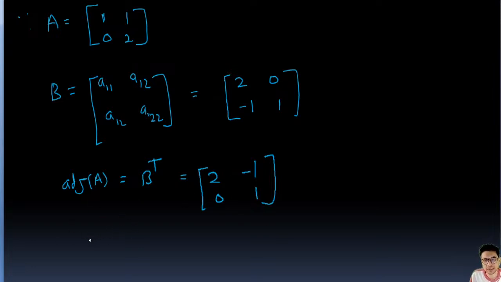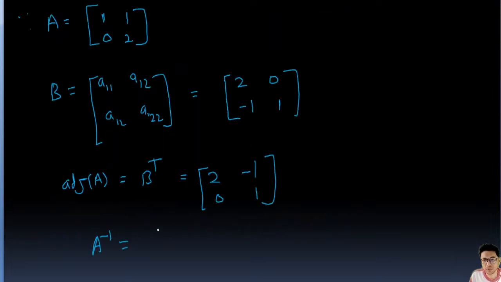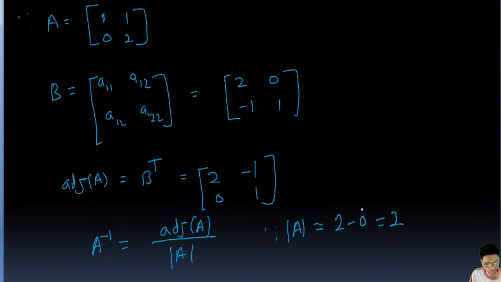Now we can easily find A inverse by the formula which I have already explained. A inverse is going to be adjoint of A upon determinant of A. And we know the determinant of A: 1 into 2 minus 0, so this is going to be 2.